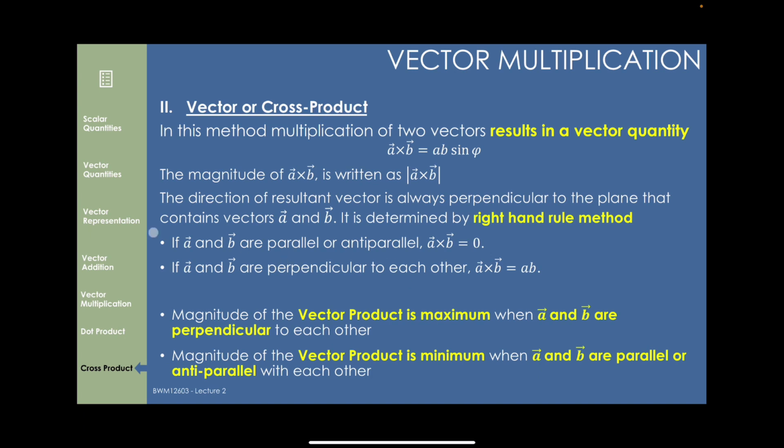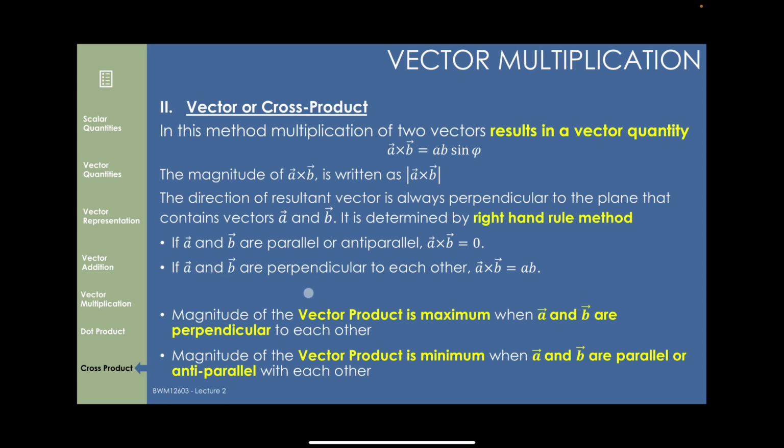And you remember that the cross product of parallel vectors or anti-parallel vectors is 0. Why? Because vectors which are parallel to each other have 0 angle, right? So sine of 0 is 0. A cross b is ab sine of phi. So if a and b are parallel or anti-parallel, the angle between them is either 0 or 180, so sine of 0 and sine of 180 are both 0. Multiplying any quantity with 0 will give you 0.